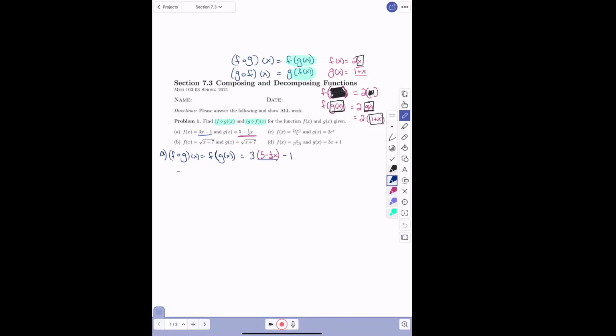Now from here, I could simplify this a little bit. So I could distribute this 3 into here. So we'll have 15 minus 3 over 2x minus 1. 15 minus 1 is 14 minus 3 over 2x. Any questions here?